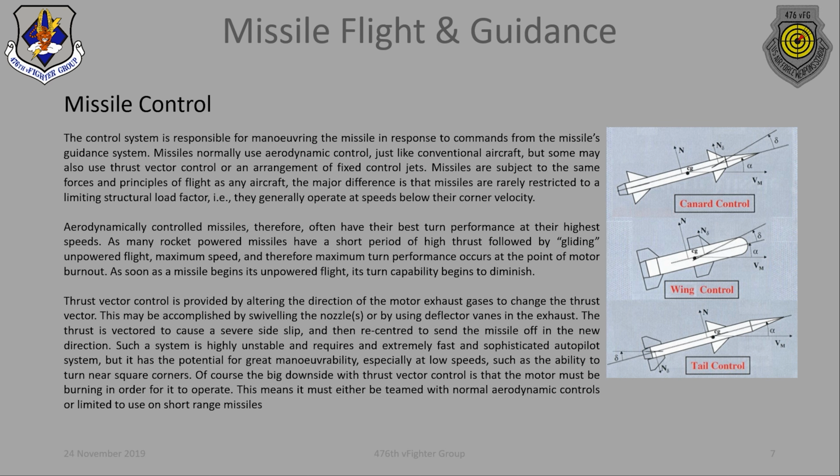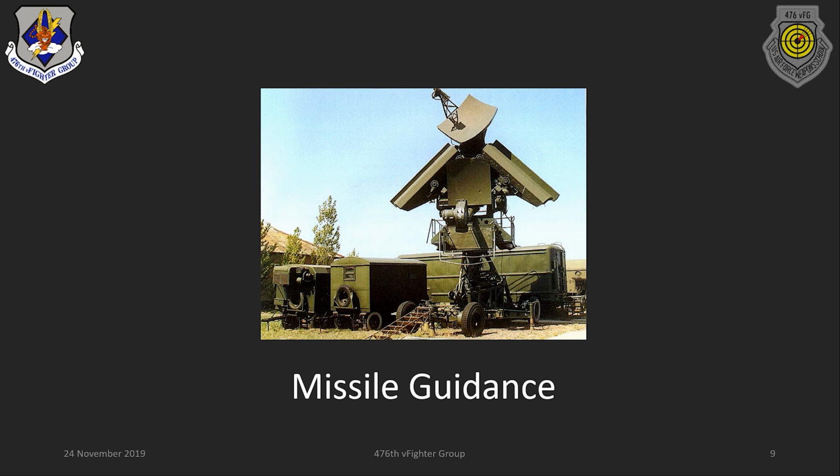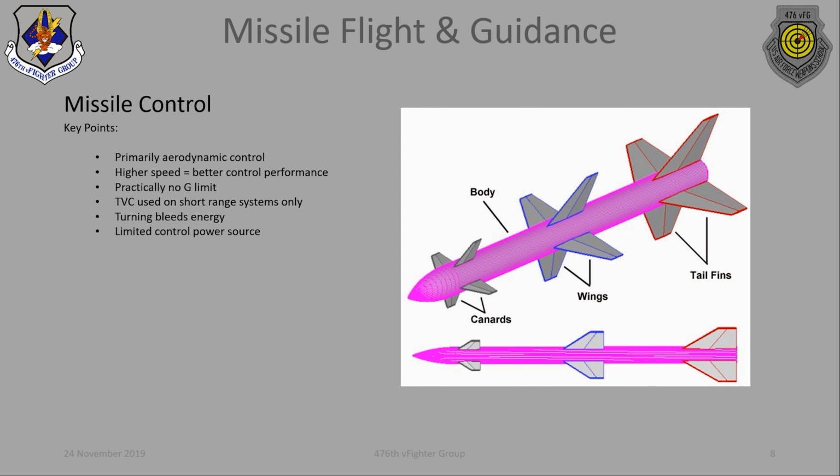Now that bleeds off very quickly with motors burning out. Most missiles only have a couple of turns in them. Obviously, most systems are primarily aerodynamic control: high speed, better control performance; turning bleeds energy, and is limited. And all missiles have some sort of limited control power.